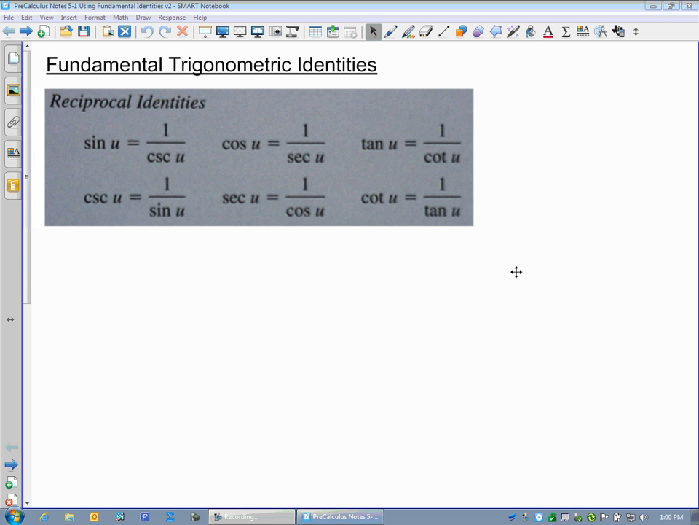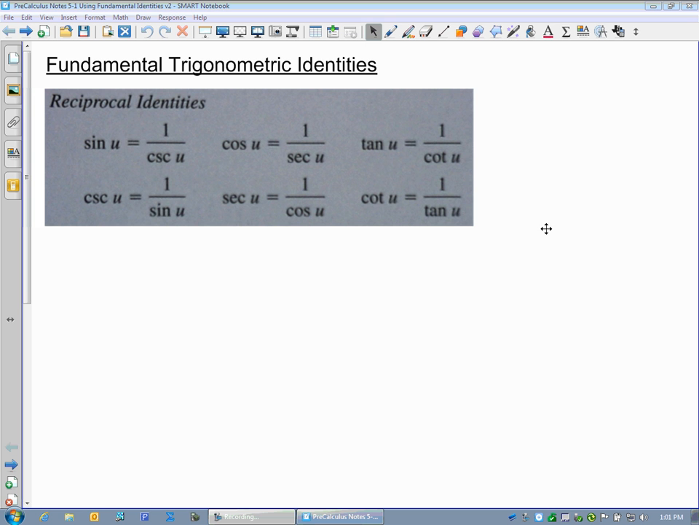We're going to start with the reciprocal identities. The important thing here is to know how they match up, which ones are reciprocals of which ones. For example, sine and cosecant are reciprocals of each other. Cosine and secant are reciprocals of each other. And tangent and cotangent are reciprocals of each other.